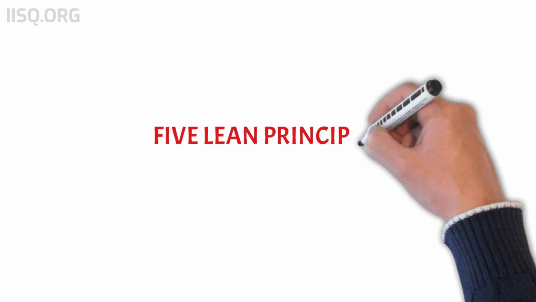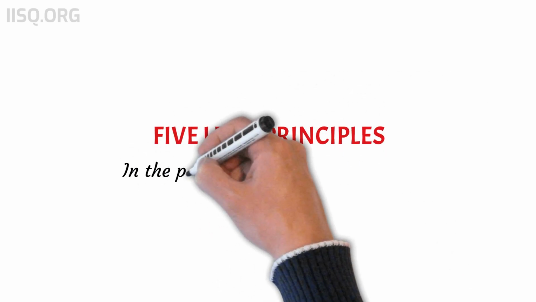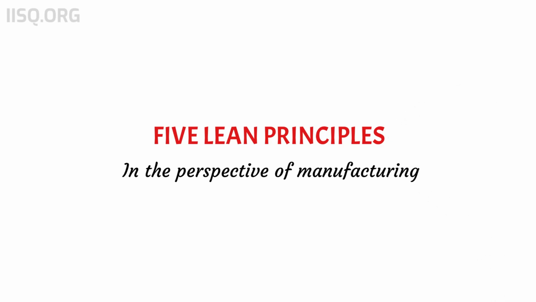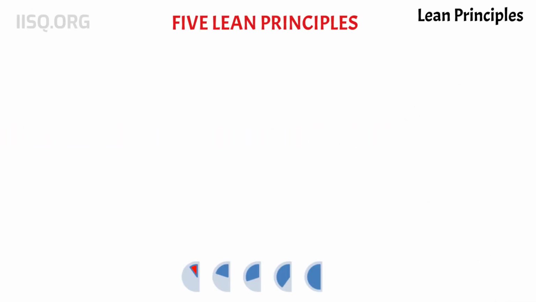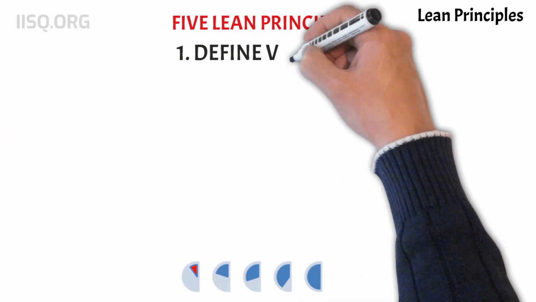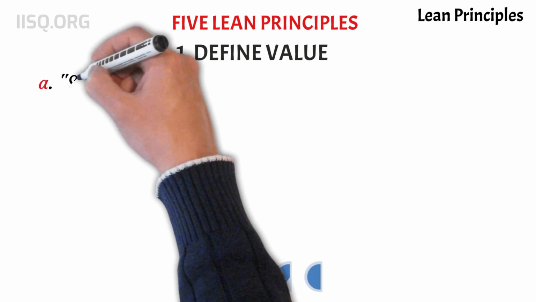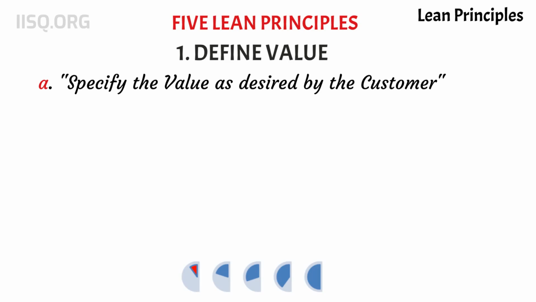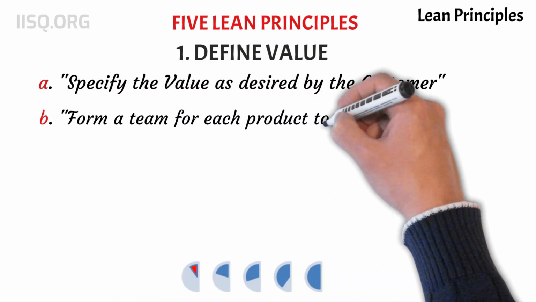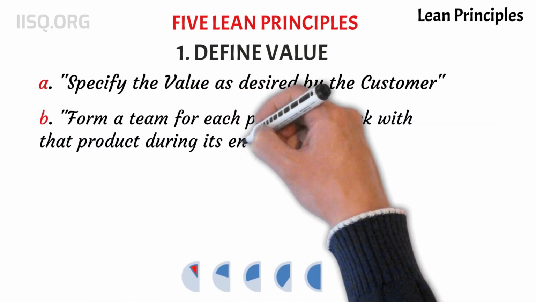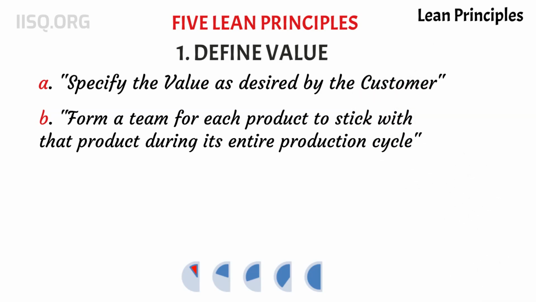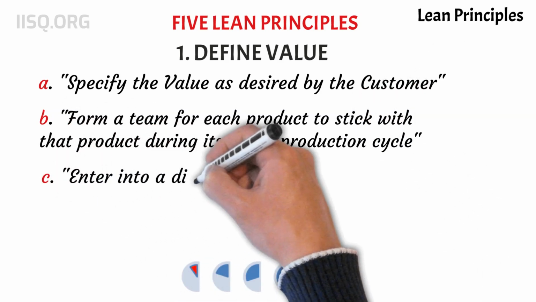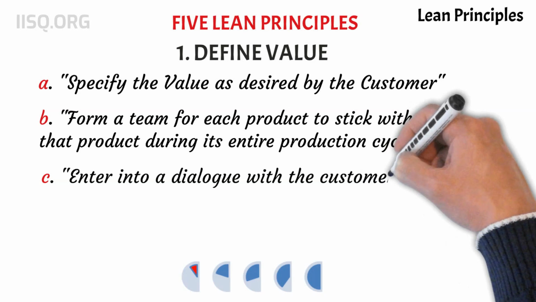5 lean principles. In the perspective of manufacturing, these principles are: 1. Define value. It advocates to first specify the value desired by the customer. Secondly, form a team for each product to stick with that product during its entire production cycle. At last, enter into a dialogue with the customer and respect the voice of the customer.